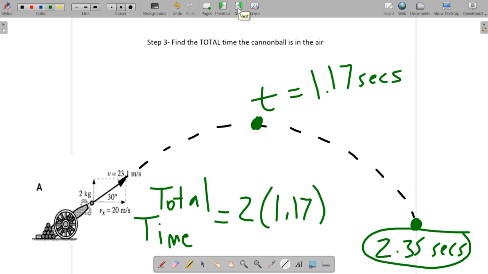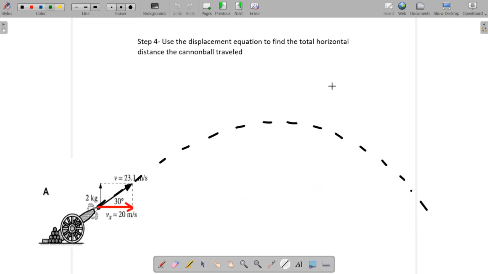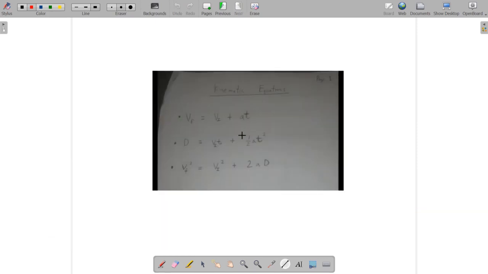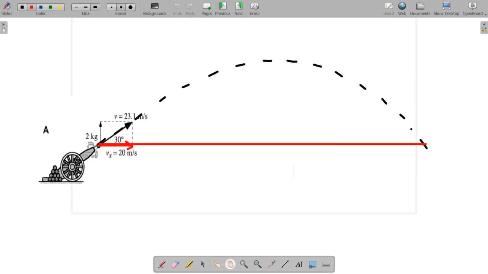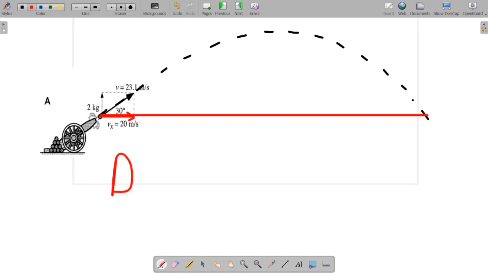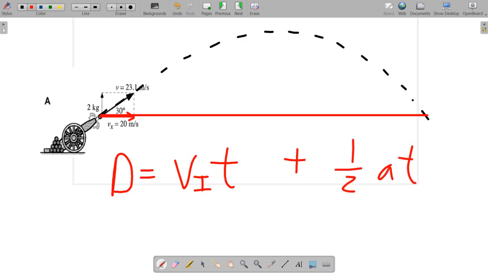And now that we found that, let's move on to our last step, the fourth step here. In this step, you're going to use the displacement equation to find the total horizontal distance the cannonball traveled. So, now, in order to find the total horizontal distance, which is the distance from here to here, that's easy. All we need to do is to use our displacement equation here to find that. So I'm going to write that down. Write down my displacement equation. Okay. So displacement is equal to initial velocity times t plus 1/2 a t squared.